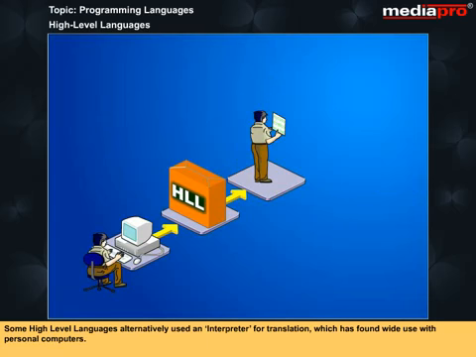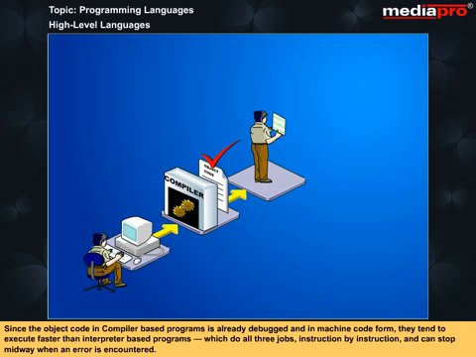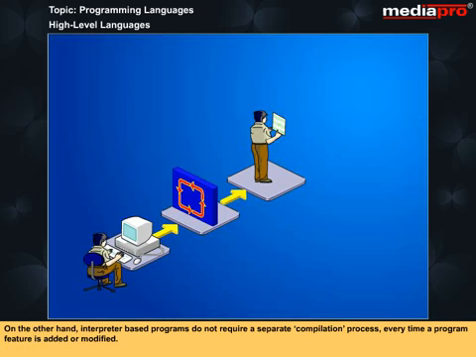Some high-level languages alternatively used an interpreter for translation, which has found wide use with personal computers. In an interpreter-based program, each source program statement is translated, debugged, and executed at a time. Since the object code in compiler-based programs is already debugged and in machine code form, they tend to execute faster than interpreter-based programs which do all three jobs instruction by instruction and can stop midway when an error is encountered. On the other hand, interpreter-based programs do not require a separate compilation process every time a program feature is added or modified.